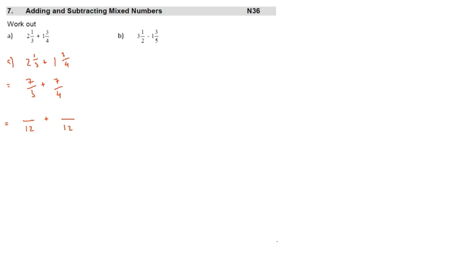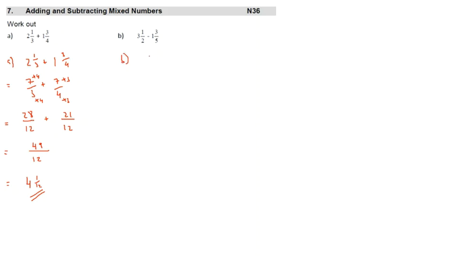I've done 3. How many 3s are in 12? Well, 3 times 4 is 12. So 7 times 4 is 28. 4 times 3 is 12. 7 times 3 is 21. But leave the bottom alone. Add the tops together. And it's polite to put it back as a mixed number. 49 divided by 12 is 4, remainder 1.